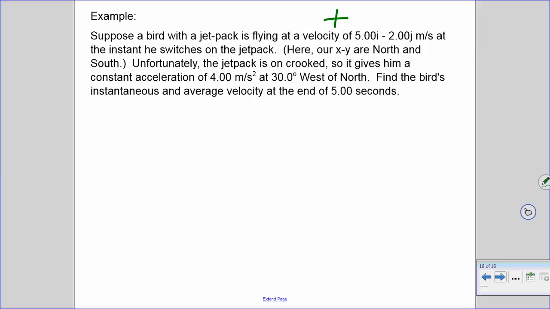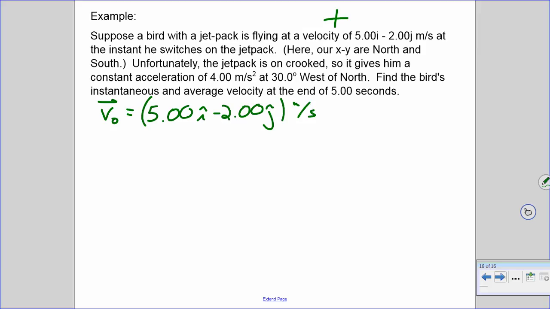Okay, so what does the 5i minus 2j represent? More specific. Yes, it's velocity. V0. That's the velocity at time 0, right? So our velocity, with an arrow over the top, at time 0 is 5.00i minus 2.00j. And those are all in meters per second, right?